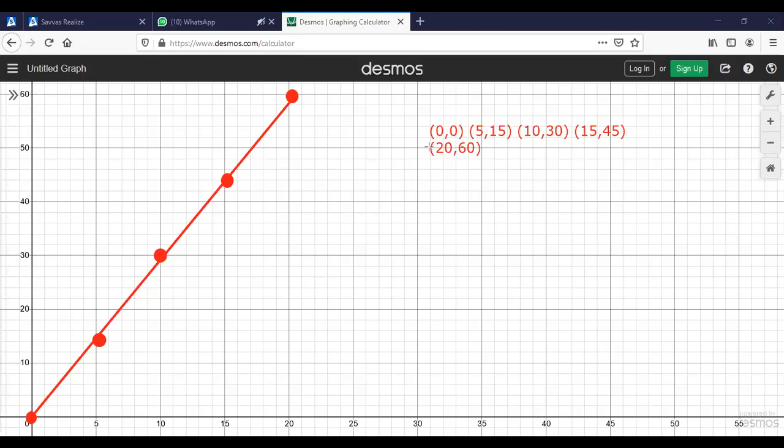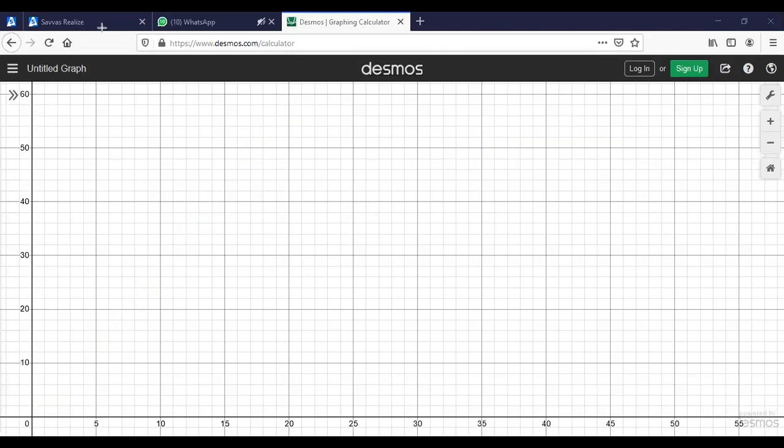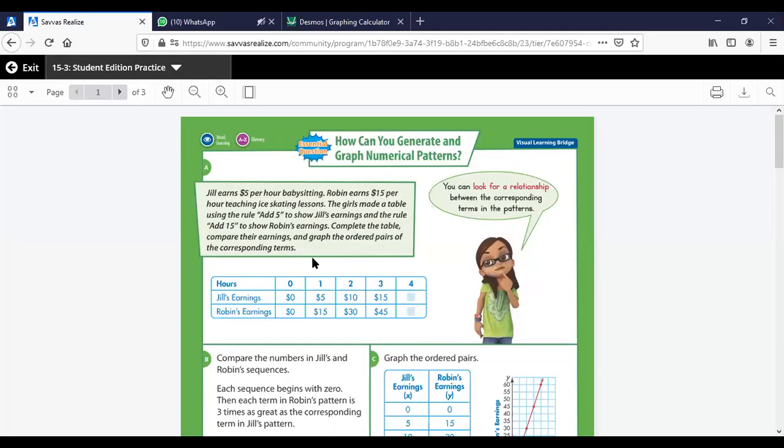Yeah, sure, just wait. Now, after that, we can see that the y coordinate is always 3 times the x coordinate. That's the relationship here between x and y. The y coordinates are always 3 times the x coordinates, right? Yes. Okay. Right.